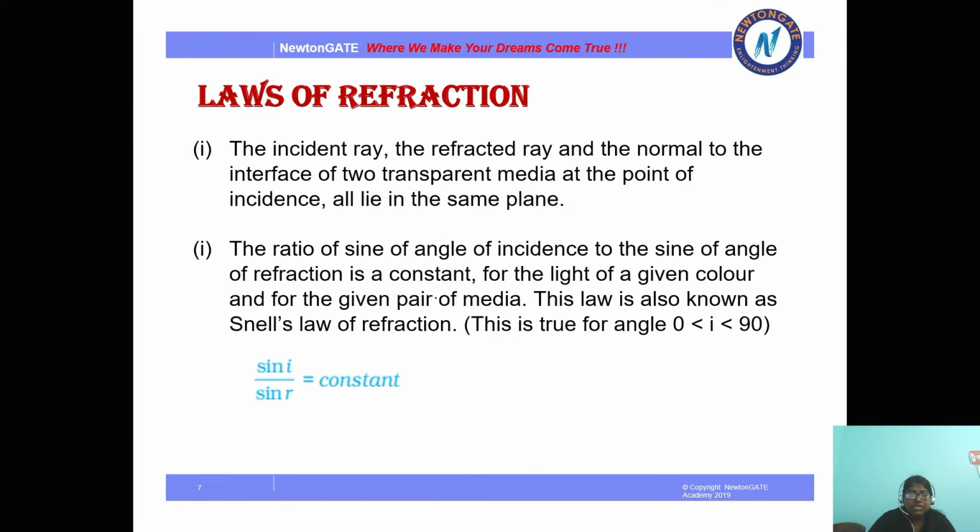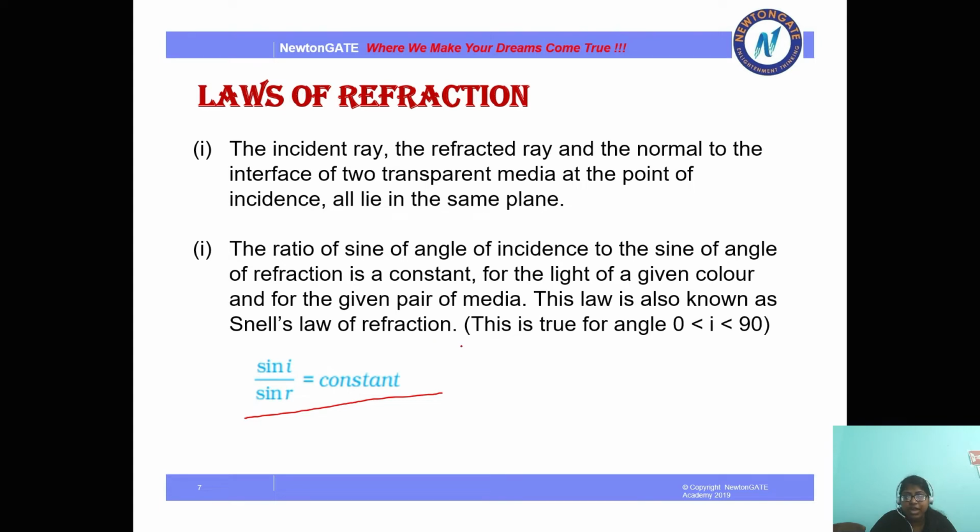What is changed? The change is this one. The ratio of the sine of the angle of incidence to the sine of the angle of refraction is constant. Sin I by sin R, this ratio is constant. Now you know what sine is, because I hope you have done trigonometry by now. Here I is the incident angle and R is the refracted angle. This ratio will remain constant, and this relation is known as Snell's law.